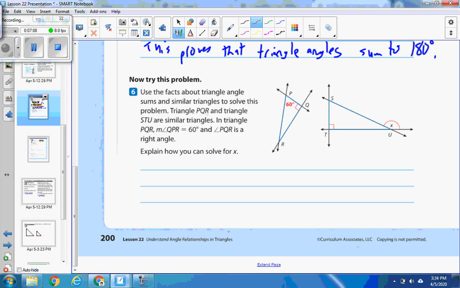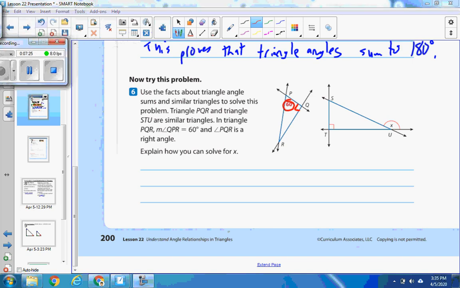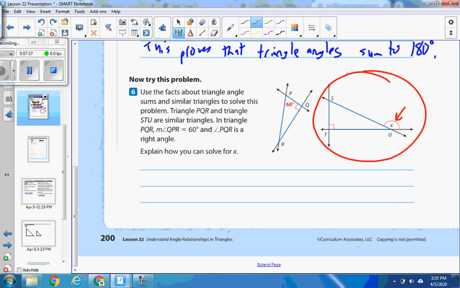So what we're trying to do here, it says they're similar triangles. In triangle PQR, the measure of angle QPR, so it's labeled here, right here, is 60 degrees. And the measure of angle PQR is a right angle. So those are both labeled in there for you. All right. Now, we want to explain how you can solve for x. So we want to find this. But we don't have anything in this whole triangle.